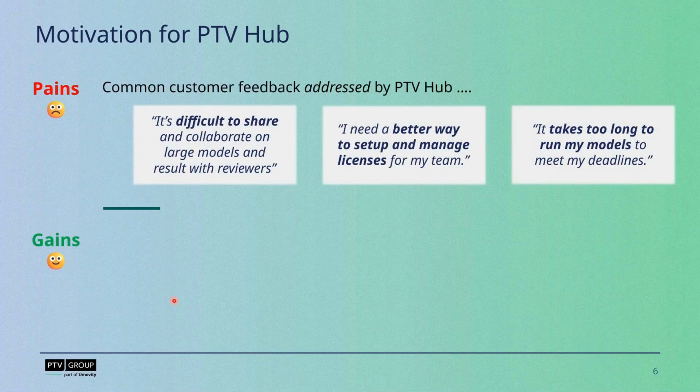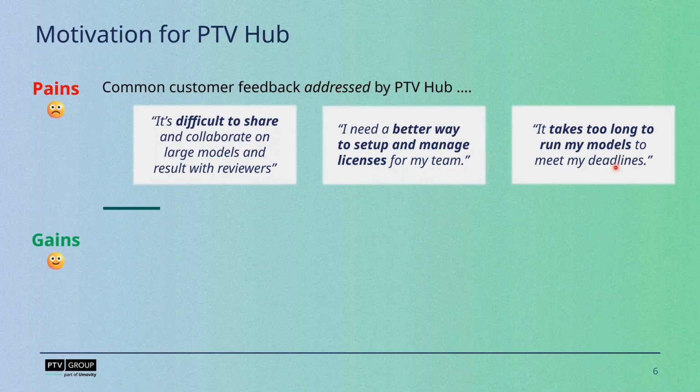So looking at user pains before PTV Hub, we heard a lot of feedback that it's difficult to share models that are big, like a Visum model that's very large size or something. It's hard to collaborate on these models and share results with reviewers. So that was one common feedback we heard. The other thing we heard was we need a better way to set up and manage licenses. So if you've been around with PTV for a while, there's many ways you can get a license from us. But PTV Hub provides a more consolidated way and a more intuitive way to manage licenses for your team. And hopefully you'll see that today.